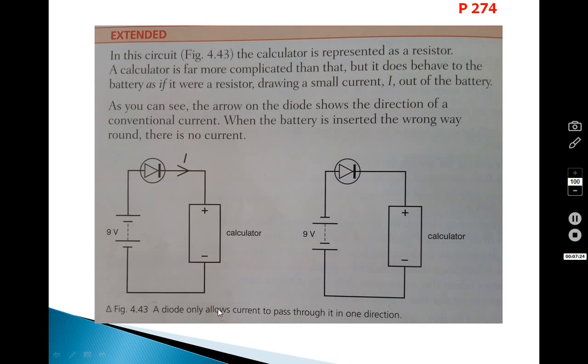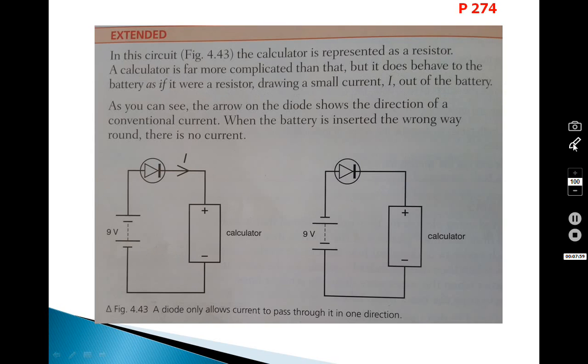In this circuit, figure 4.3, the calculator is presented by what? The calculator is presented as a resistor. A calculator is far more complicated than that, but it does behave to the battery as if it were a resistor, drawing a small current I out of the battery.